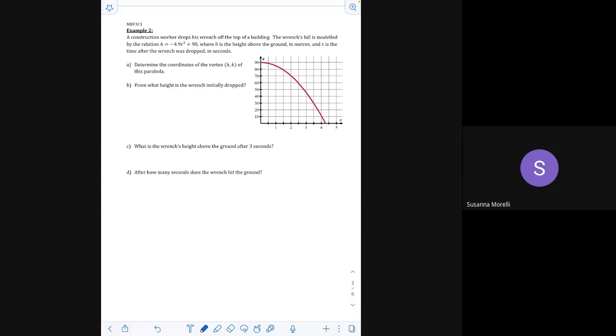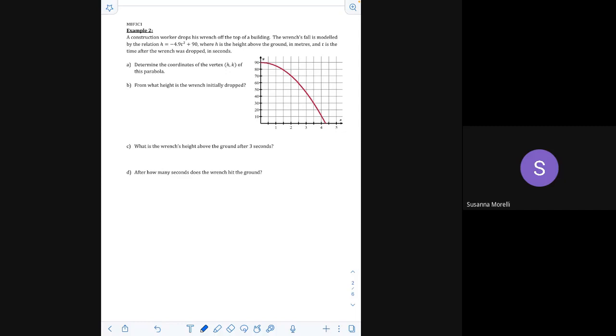All right, let's take an example. Let's look at another example of a real life example where a parabola would be used to model the situation. So here we have a construction worker who drops their wrench from the top of a building. Just imagine this wrench falls from the top of the building and it eventually hits the ground.